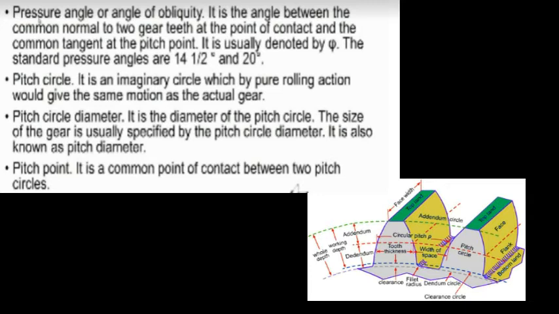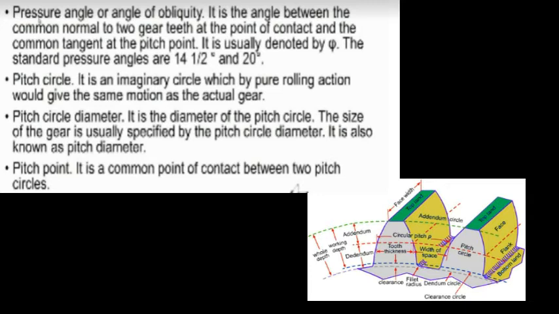The pitch circle is an imaginary circle which by pure rolling action would give the same motion as the actual gear. Then we have the pitch circle diameter, which is the diameter of the pitch circle. The size of a gear is usually specified by the pitch circle diameter, which is also known as pitch diameter. Then the pitch point is the common point of contact between two pitch circles.